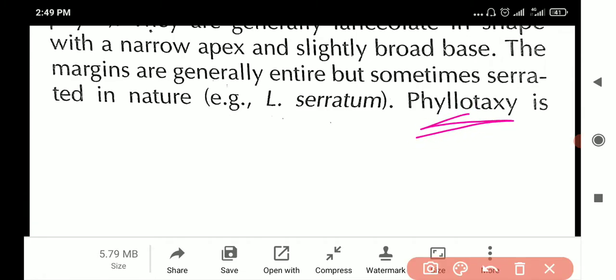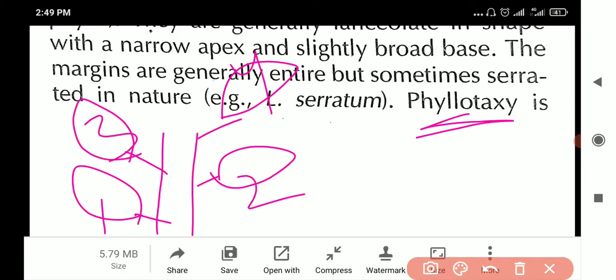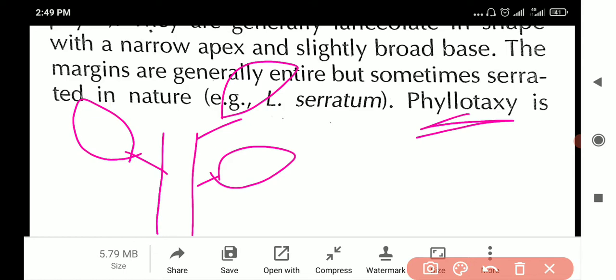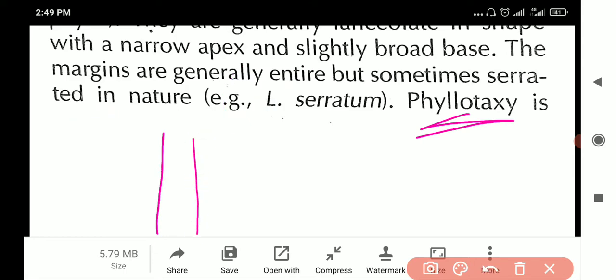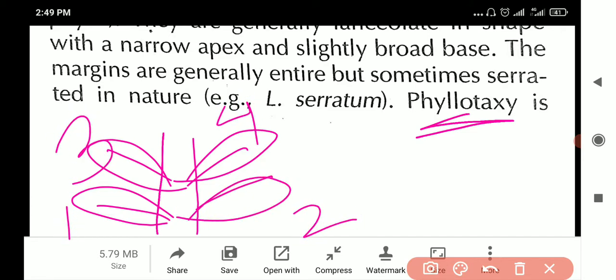This word phyllotaxy means the arrangement of the leaves. Now, suppose it's a sunflower, you have your leaves like this, alternate. This is leaf 1, this is 2, this is 3, this is 4. Then what if you have leaves like this? This is leaf 1, this is 2, this is 3, this is 4. Means your leaves are opposite.